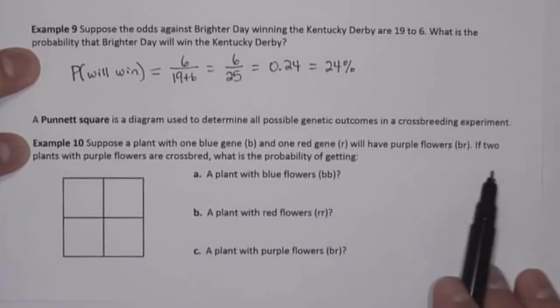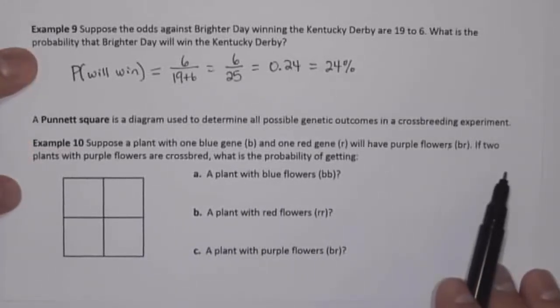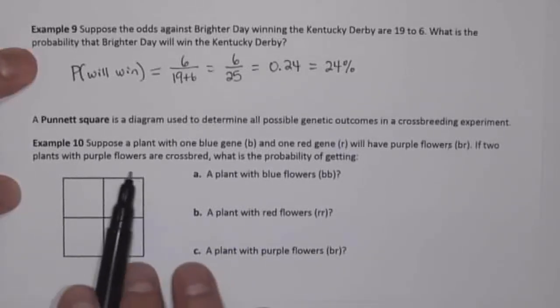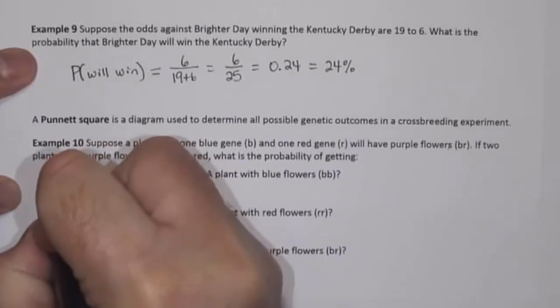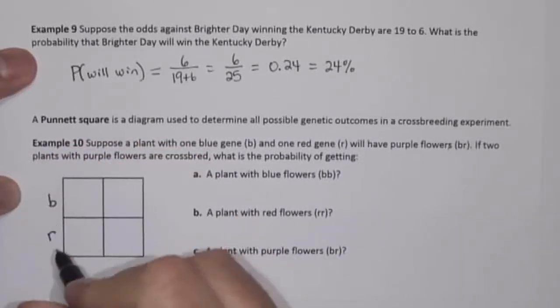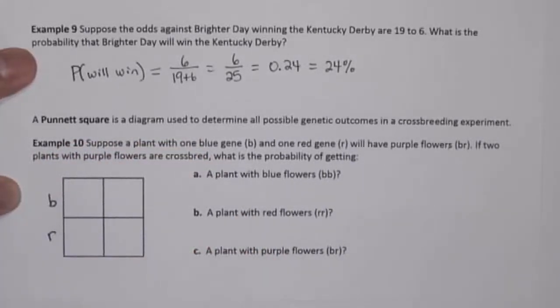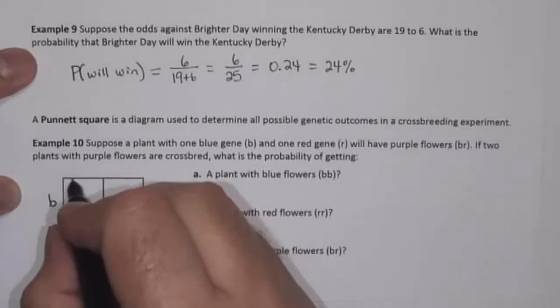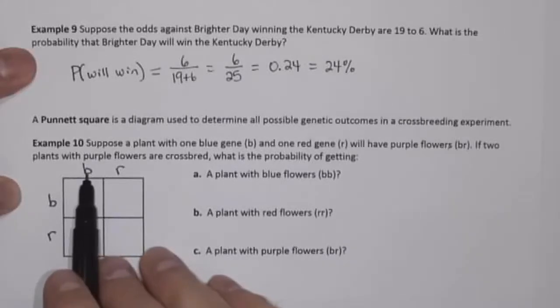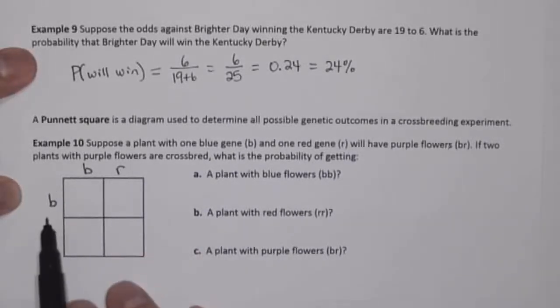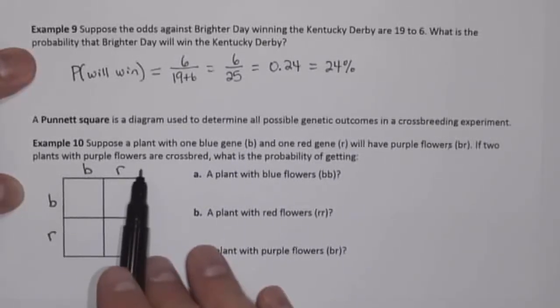So we're going to crossbreed two purple flowers. And so this square right here is called a Punnett square. We can use this to figure out this probability. So again, if we're talking about a purple flower, the purple flower has a blue gene and a red gene. So we're going to put those right here like this. And we're going to put the same here along the top, a blue gene and a red gene. So this is a purple flower, this is a purple flower.